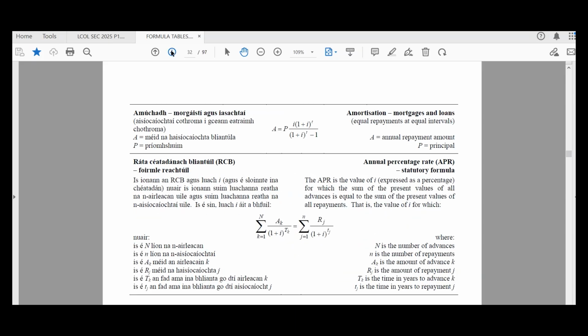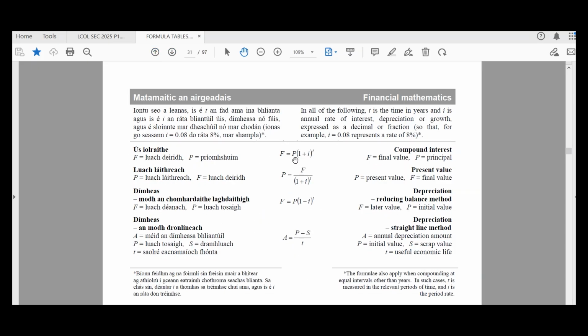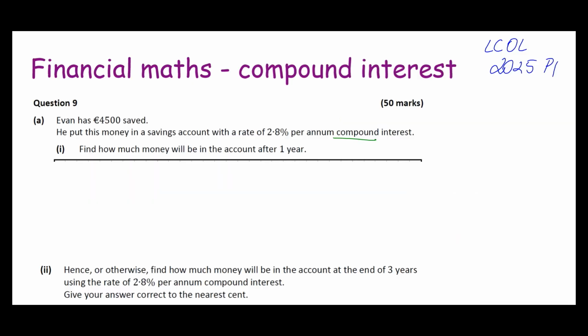Let's just open that. Oh, there it was. So this is the formula for compound interest. So when we have anything that is compound, that's the formula we're going to be thinking about. So let's write it down. That formula is F equals P times (1 plus i) to the power of n.